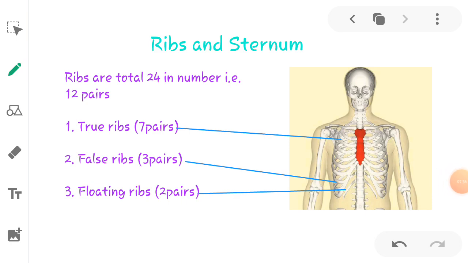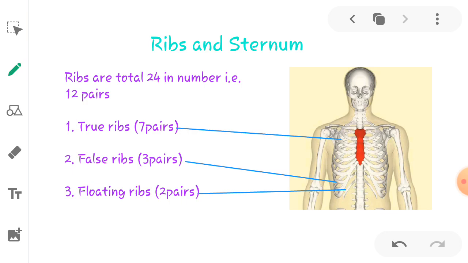So these total 12 pairs, these are further divided into 3 categories: true ribs, false ribs, and floating ribs. The true ribs, there are 7 pairs of true ribs. Why they are known as true ribs? Actually, they start from the vertebral column and ends at the front, joining the sternum.